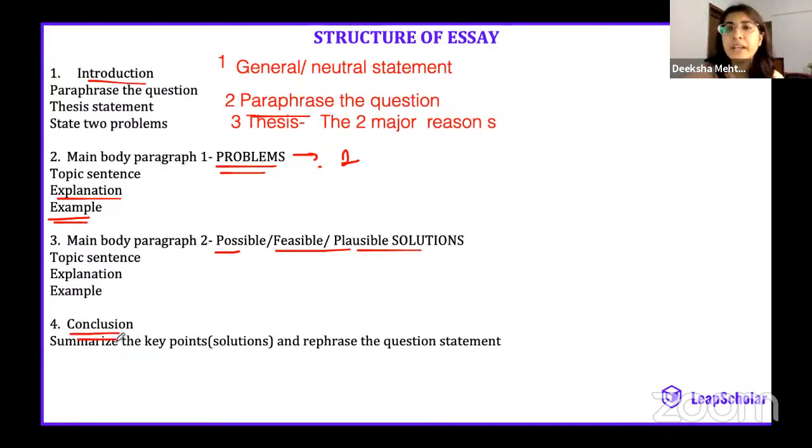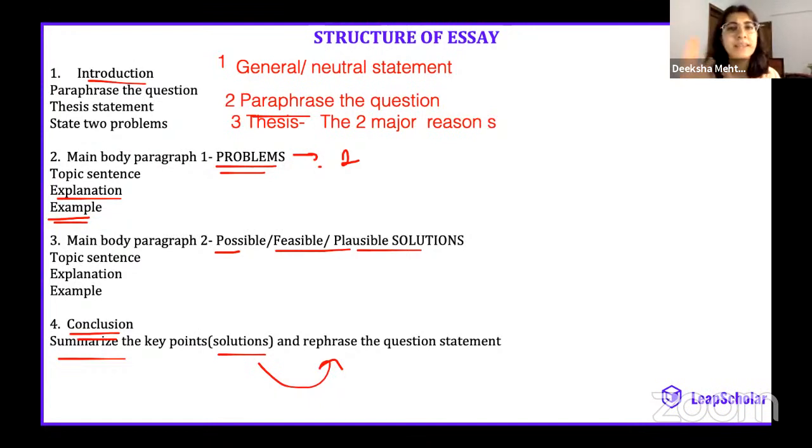Now, what happens in my conclusion? There are two things that will happen. First, I will summarize the solutions. So I'm going to summarize my solutions and again, paraphrase the question statement again. All right, so that is my structure for a problem solution essay. Now, this same structure I can modify for each essay type.